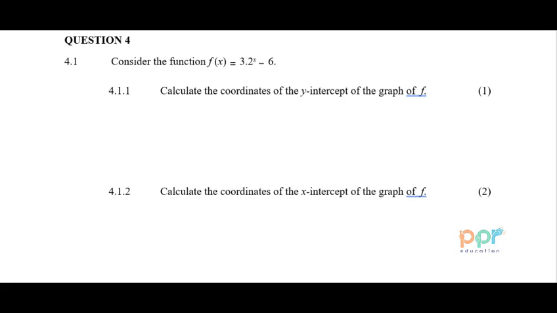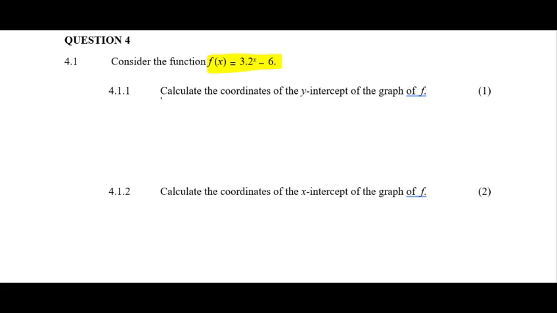Okay, for question 4, we are given the function f of x equals 3 times 2 to the power x minus 6. The graph given is an exponential graph. Usually they ask for the inverse, but in this case they just gave us the simple graph for exponential. Now calculate the y-intercept of the graph.